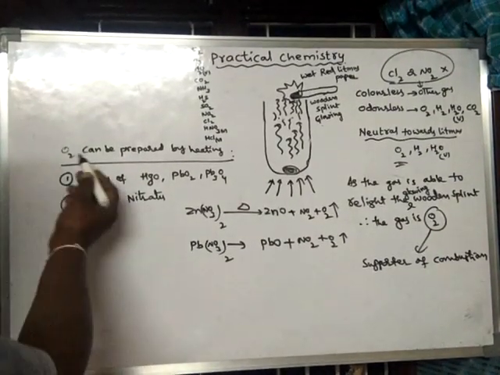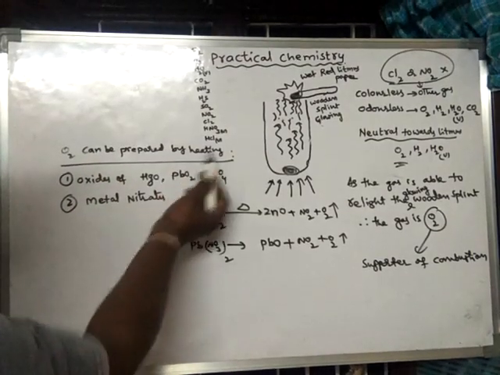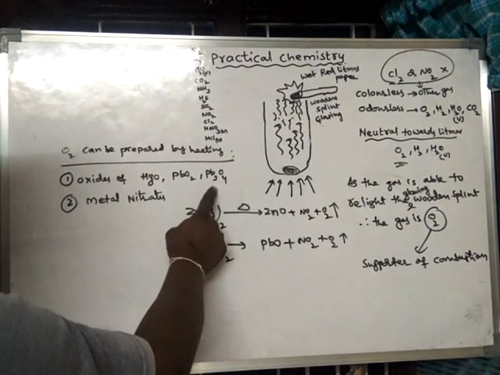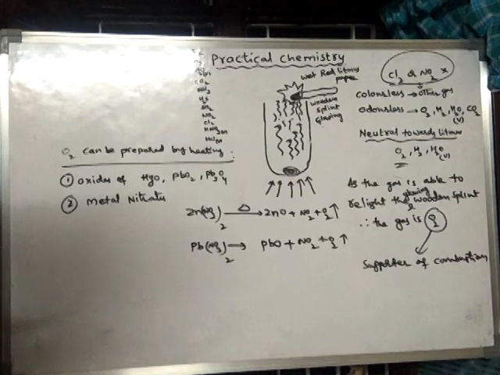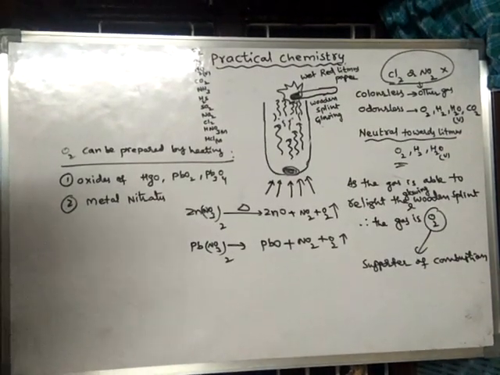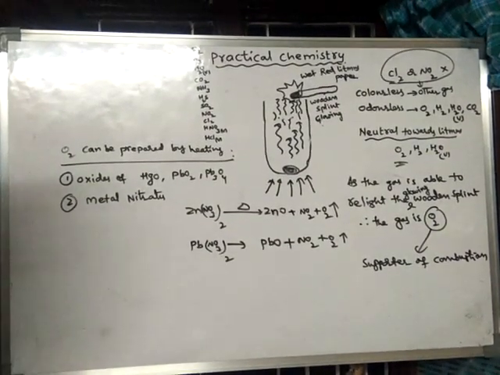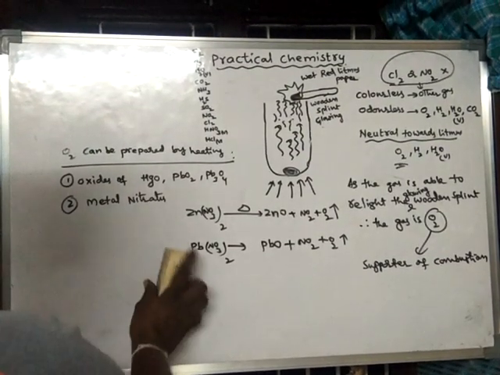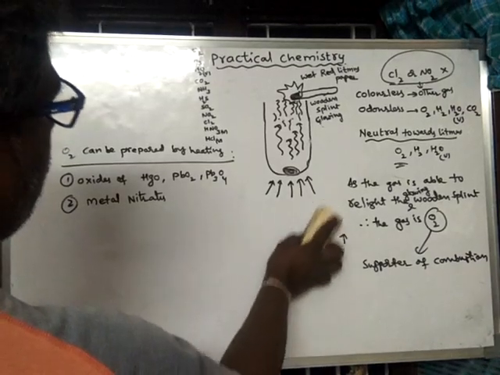So that means oxygen can be prepared by heating oxides of mercury, lead oxide, or else this is called red lead, Pb3O4. Red lead, which is red or orange red in color. Okay, so PbO2, mercuric oxide. So like this.